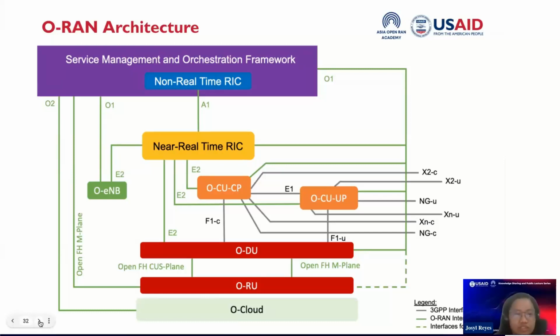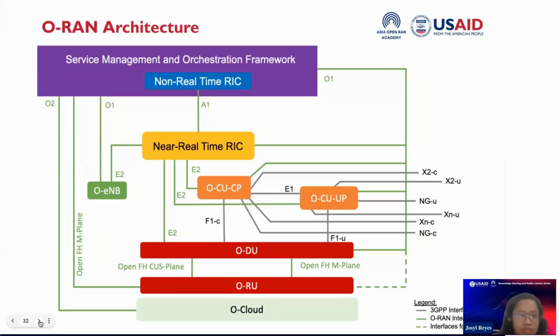Like for example, the near real-time RIC, the O-RAN CU or O-RAN centralized unit, and then also the O-RAN distributed unit or open distributed unit, and the open radio unit, and also the open cloud. So the main idea of this architecture is to show how the different functional blocks of the O-RAN architecture are interconnected and what the important interfaces are that connect them.